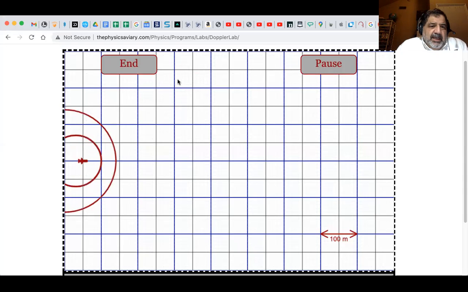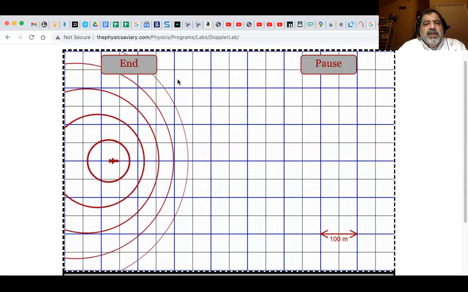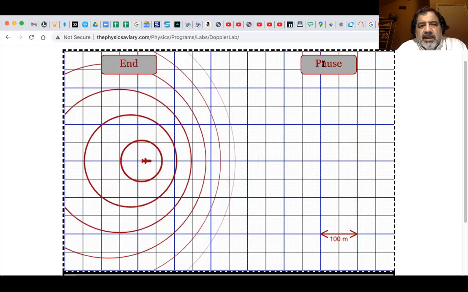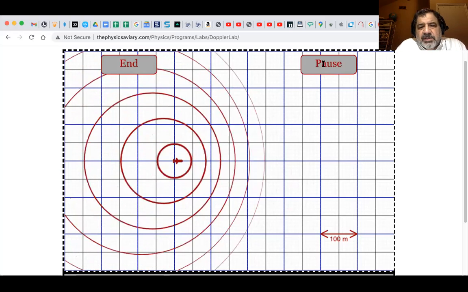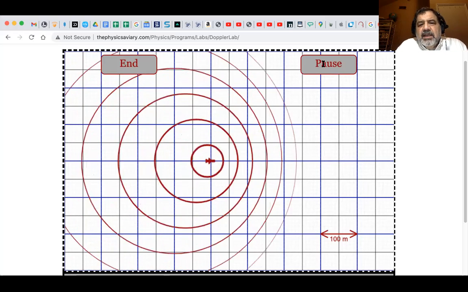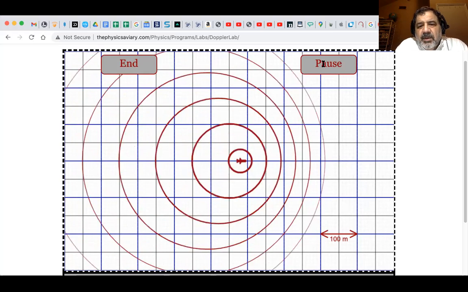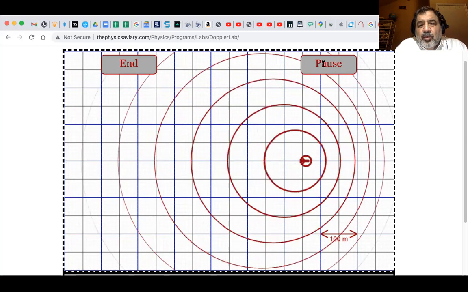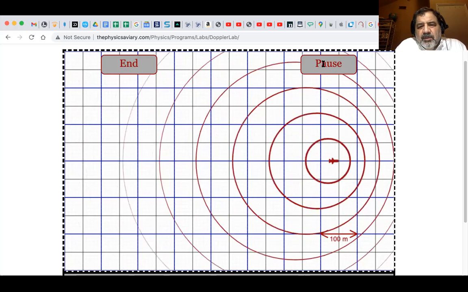You can see this looks like a plane or something moving. Let me pause it. If we're an observer, let's just say right here, as these wave fronts meet us, you can see that they're compressed. We're getting these wave fronts coming at us pretty rapidly, and then as the source passes us, you can see that the wave fronts are much more spaced. That's essentially the Doppler effect. We've all experienced it.